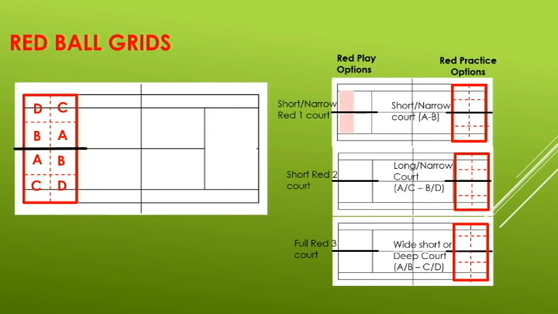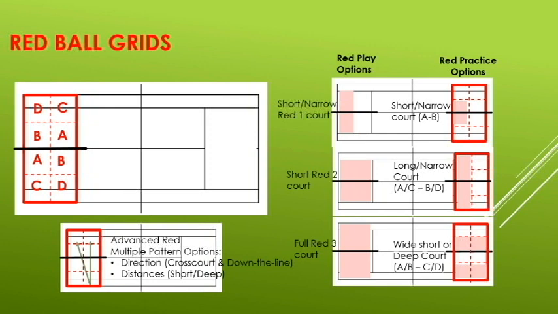Red 1, or the bronze level, is on a short and narrow court. Red 2 is on a full court, but with the adult single sideline as the red baseline. That's the silver level. And Red 3, the gold level, uses the adult double sideline as the red court baseline. For training, changing the space and the shape gives you all sorts of great possibilities. It produces an environment that promotes adaptation. It also allows for tactical development, like, for example, defining cross courts, down the lines, short, deep, etc.